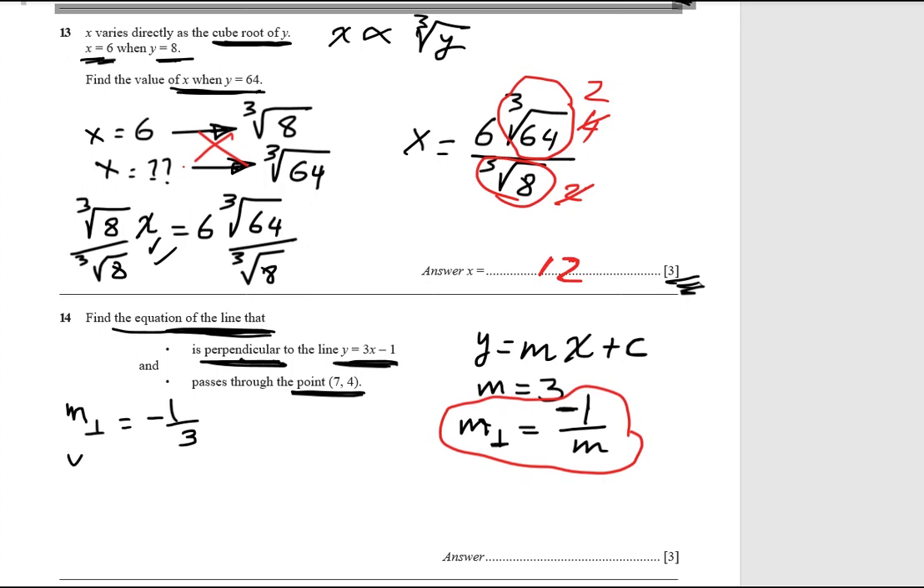So the equation for the perpendicular will be y equals minus 1 over 3 x plus c. From where do I get this equation? This is the general equation, y equals mx plus c, with the slope minus 1 over 3, so y equals minus 1 over 3 x plus c. Now this is the equation I need to find. What is the unknown now? The data that I need to find is c.